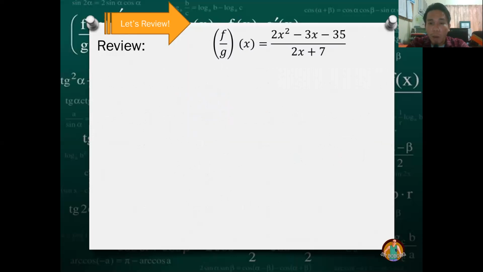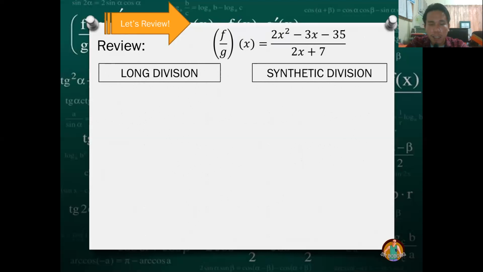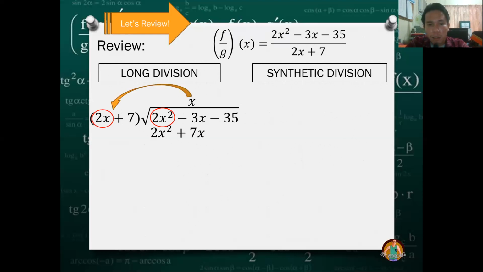So let's have another example. f of x is equal to 2x squared minus 3x minus 35 over 2x plus 7. We will do the long division and synthetic division in this example. Let's divide 2x squared minus 3x minus 35 divided by 2x plus 7. Of course, again, yung focus natin dito is sa first term basta sa long division. Ano yung first term natin? 2x squared. 2x squared divided by 2x will give us x. Then after the division is multiply, di ba? So x times 2x plus 7 will give us 2x squared plus 7x. Paano yon? x times 2x will give us 2x squared, and x times 7 will give us 7x. That is distributive property of multiplication.